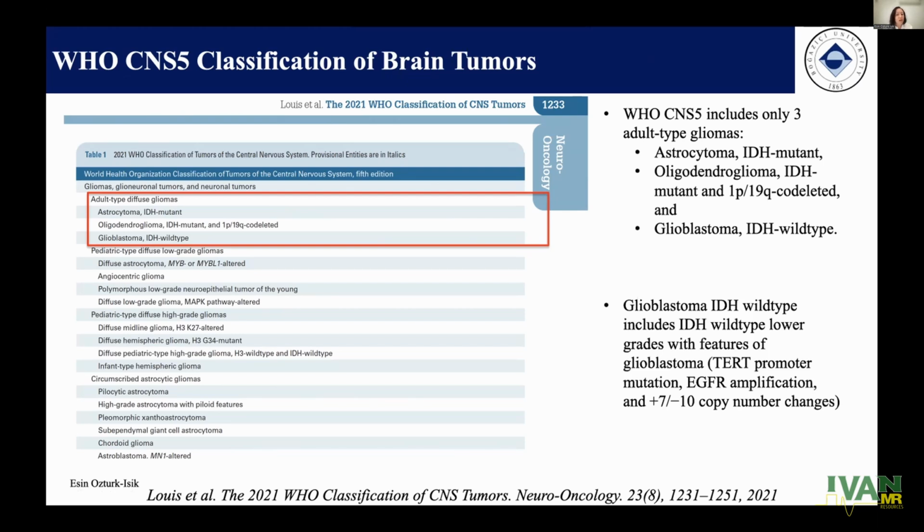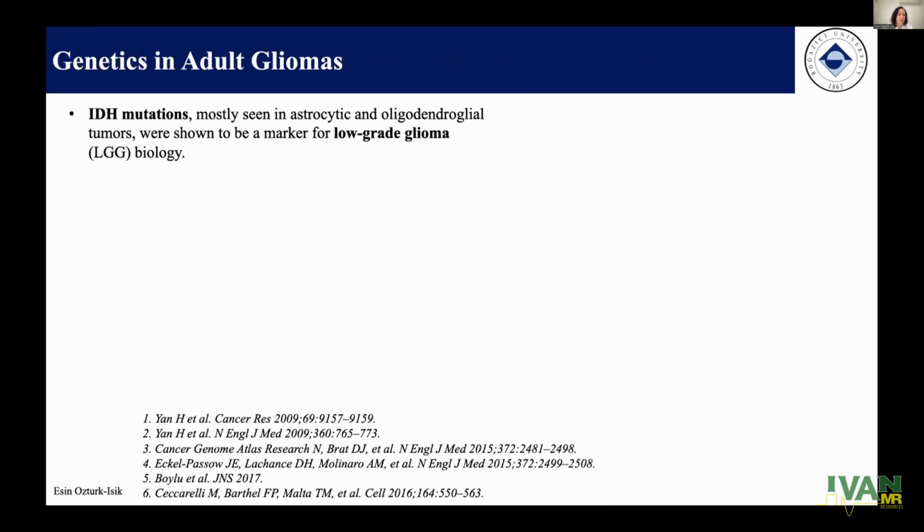And glioblastoma IDH wild type, which is the highest grade, now includes IDH wild-type lower grades with features of glioblastoma. And what are those features? Again, those are mutations: TERT promoter mutation, EGFR amplification, and +7/-10 copy number changes. So they are incorporating genetic information more and more in the classification of brain tumors. So IDH mutations actually are mostly seen in astrocytic and oligodendroglial tumors, and they are a marker of low-grade glioma biology.